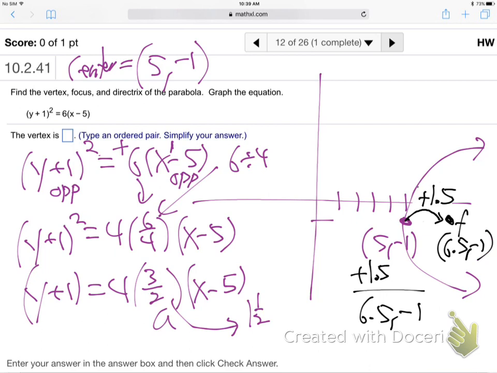And do they want the latus rectum? No, good. They don't ask for those. I won't bother with those. Where's the directrix, though? They're going to want the directrix. Remember where the directrix line is?